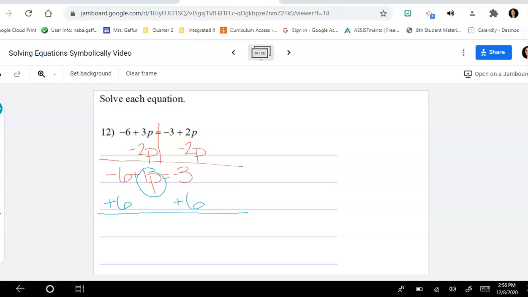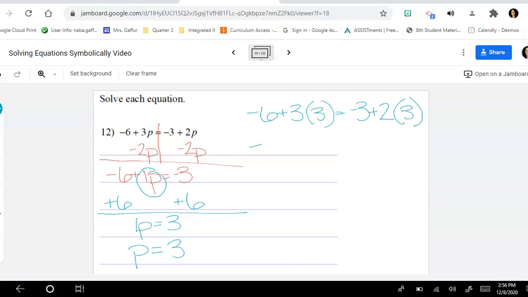Negative 6 plus 6 is 0. 1p equals negative 3 plus 6 is 3. 1p is the same as saying p, and that's still 3. Last, I'm going to check it. Negative 6 plus 3 times 3 equals negative 3 plus 2 times 3.